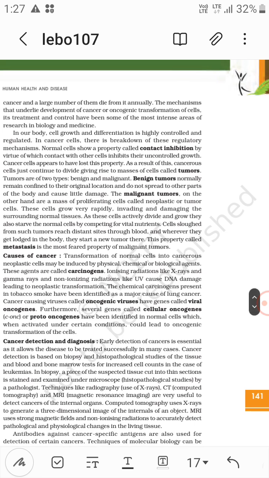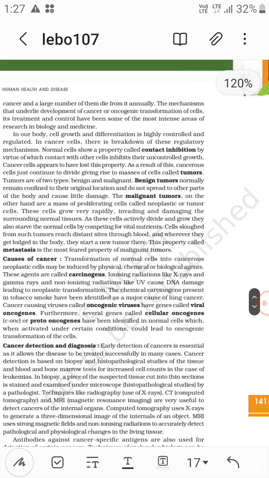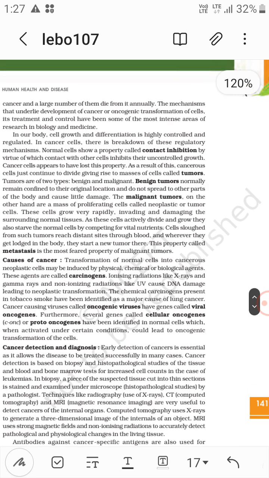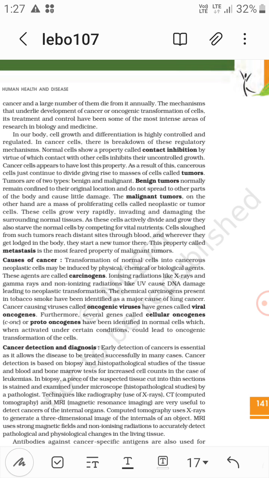The normal cells show a property called contact inhibition, by virtue of which contact with other cells inhibits uncontrolled growth. Cancer cells appear to have lost this property. As a result of this, cancer cells just continue to divide, giving rise to masses of cells called tumors.